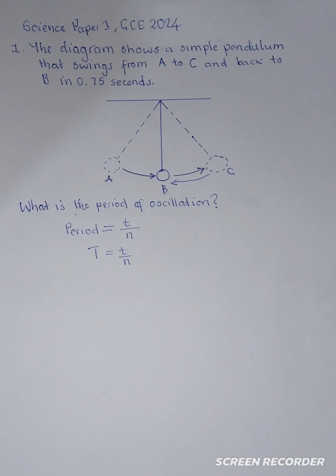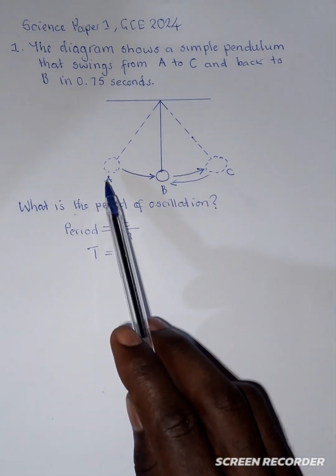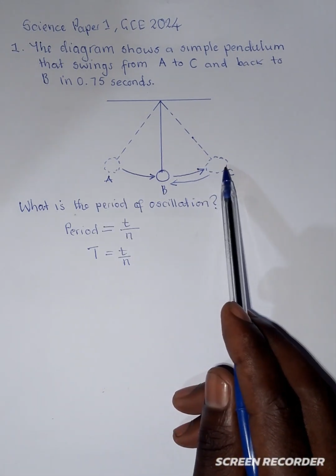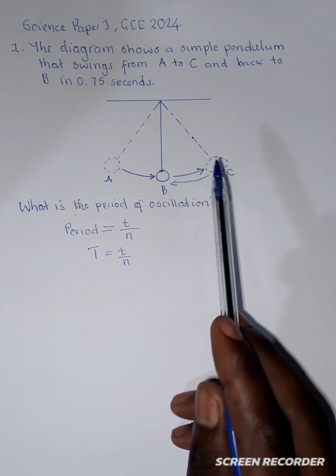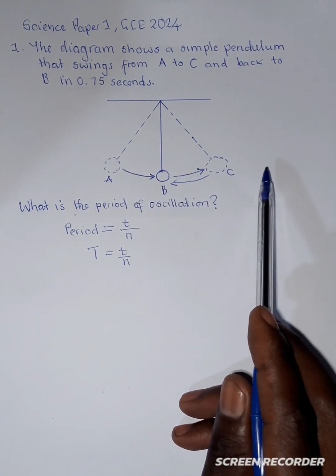The next thing to do is to consider the number of oscillations. We've been given the time already, 0.75 seconds. Now, how many oscillations do we have? A complete oscillation runs from A to C and then back to A. That is a complete oscillation, which means we have one oscillation.